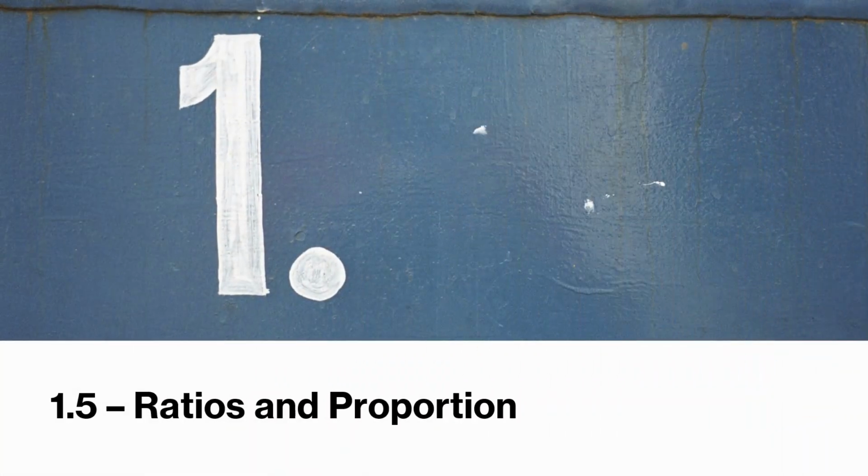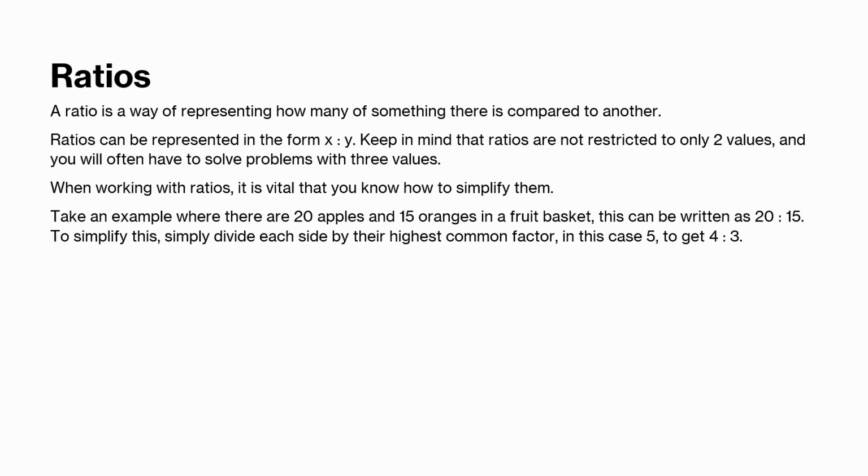Today we'll be going over the fifth topic, ratios and proportion. Ratios. A ratio is a way of representing how many of something there is compared to another. Ratios can be represented in this form, x colon y. Keep in mind that ratios are not restricted to two values and you will often have to solve problems with three values. When working with ratios, it is vital that you know how to simplify them.